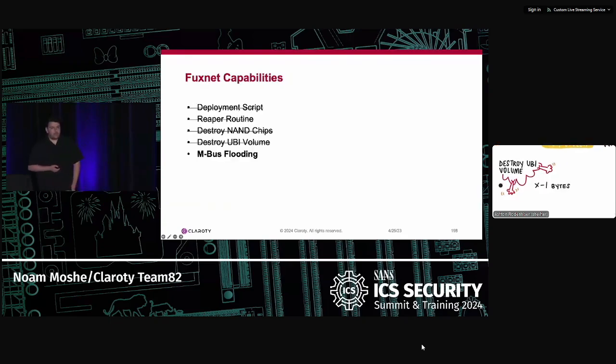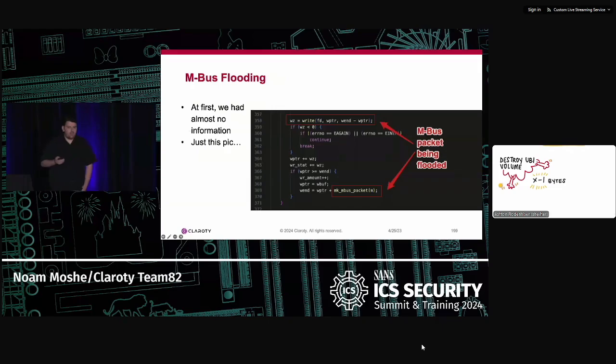Now, after that, they did the last interesting procedure, which is basically MBus flooding. At first, we had not much data about this procedure at all. The only thing they did is they created an MBus packet using the MK MBus packet routine and sent it down the line. And they didn't have much data about what exactly is MBus.